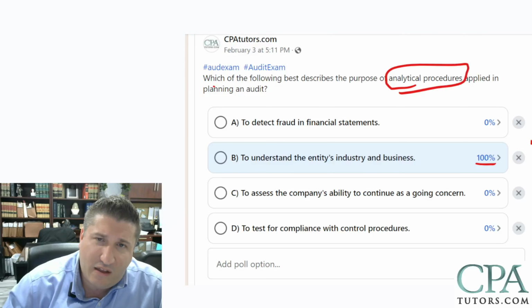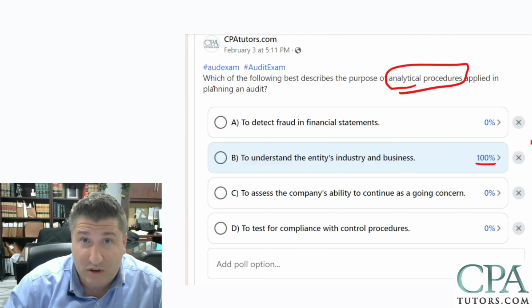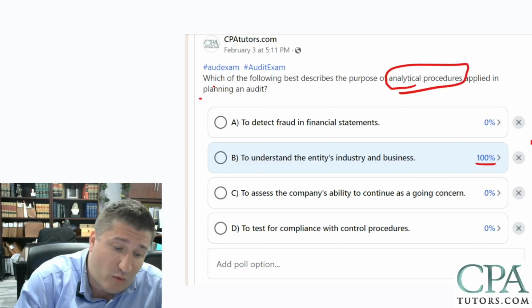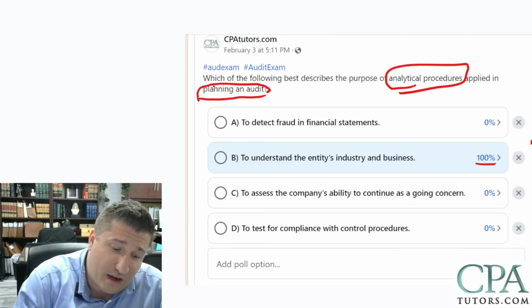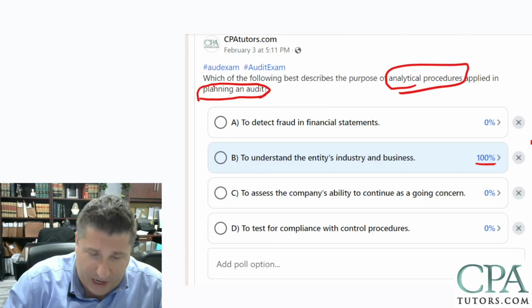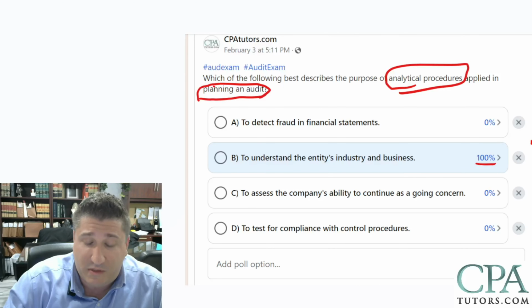So when I read an analytical procedures question, the first thing that I look at is what phase of the audit you're in. The phase that they're in right now is planning an audit. And that's tremendously important because, excuse me, I said substantive again, analytical procedures are only required during the planning or the conclusion of the audit.